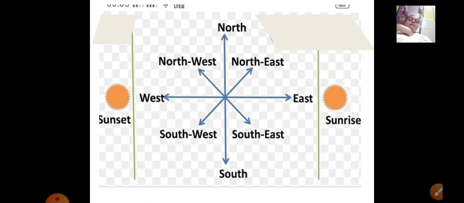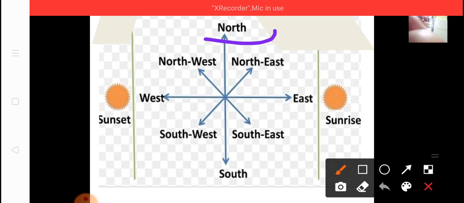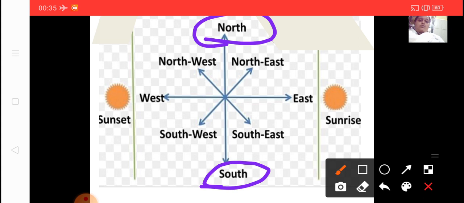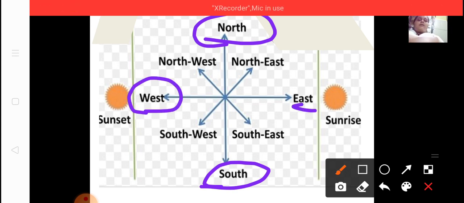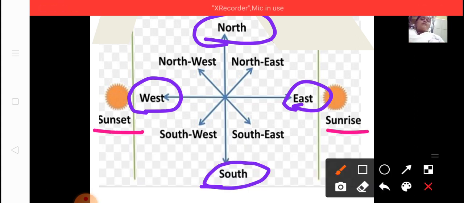Can you see, this is a picture of sub-directions. Pay attention to this picture properly. This is north, south, west, east. The purple ones which I have circled are the four main directions. And can you see the picture of the sun there? See here, sunset, sunrise. The sun rises in the east and the sun sets in the west. That is why the sun's picture is shown there. Now we will talk about the sub-directions. What are sub-directions?